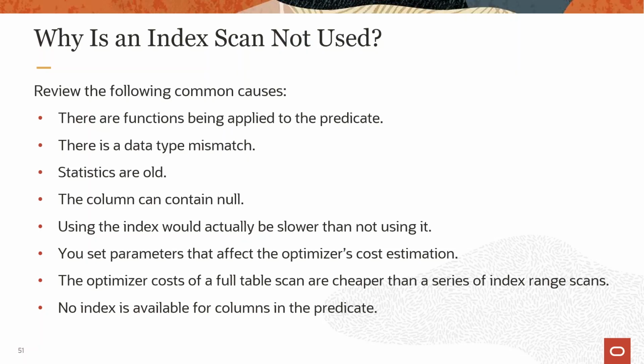Also, if the column can contain null, we have seen that nulls can never be indexed, in fact. So if the column can contain nulls, there might be a chance that it will not be using an index. It can also be that an index might be slower than not using it, or it's influenced by optimizer parameter settings, or the cost of a full table scan seems to be cheaper than a series of index range scans, or if there's simply no index available for the columns being used in your where clause, of course it cannot then use the index and it will go for the full table scan.